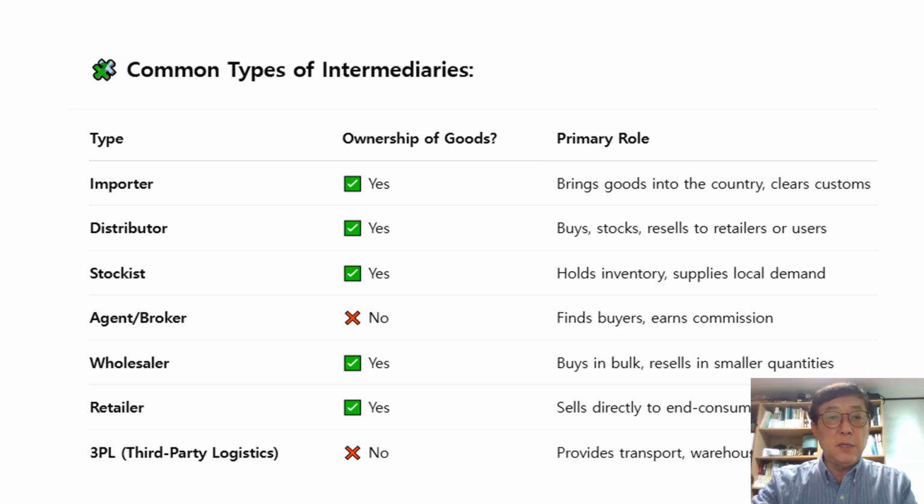Here the green marks mean they buy products mainly from producers and then resell: importers, distributors, stockists, wholesalers, and retailers. They buy products and then resell to the downstream customers. But agents, brokers, and 3PL don't buy the goods. They just arrange between buyer and seller. They are just in between. So agent, broker, and 3PL are different from other types of intermediaries.